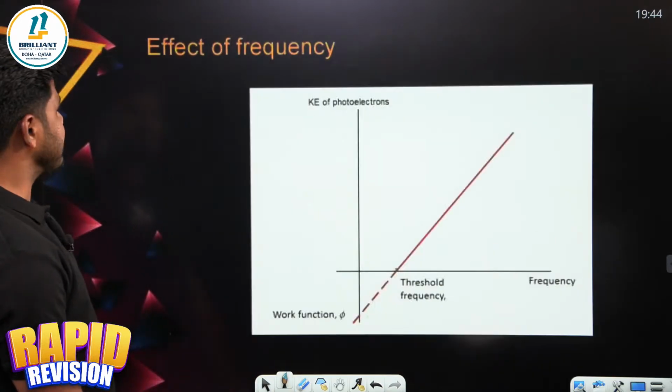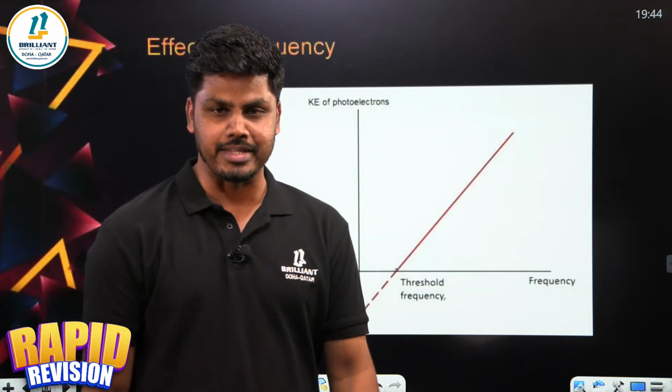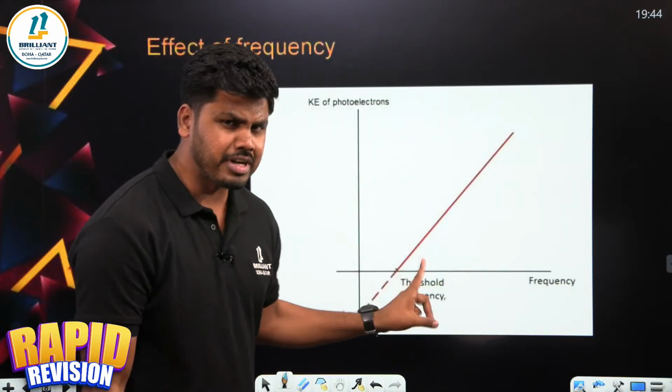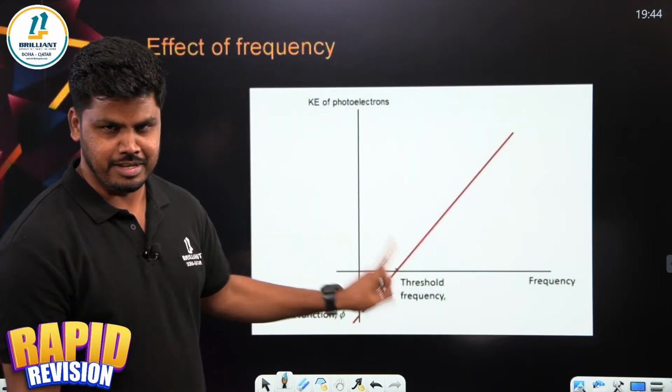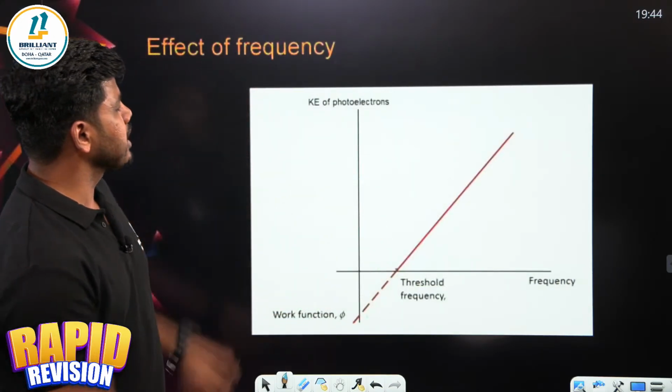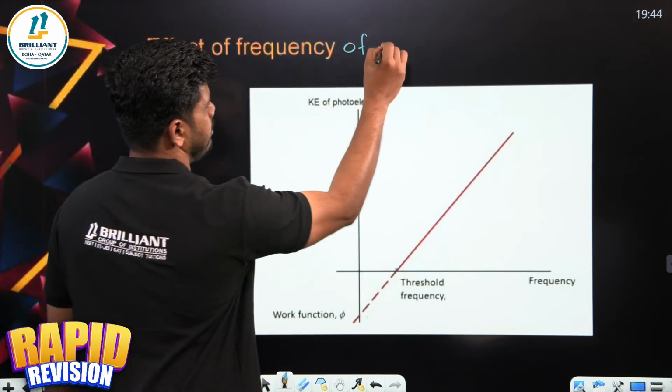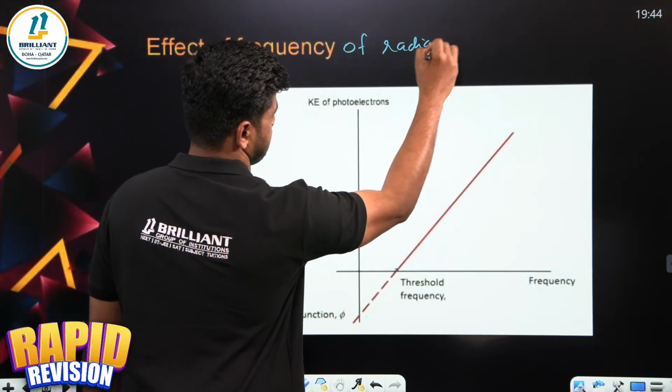Next factor was the effect of frequency. This is a more important graph than the previous one, because we can see this one frequently in our question papers. This time, the effect of frequency of radiation.